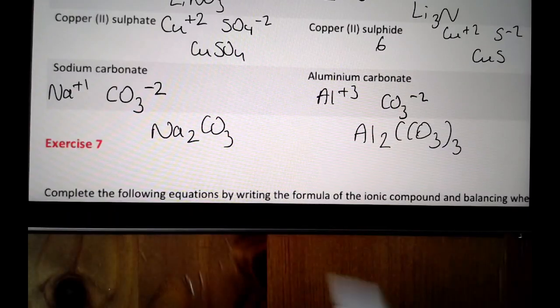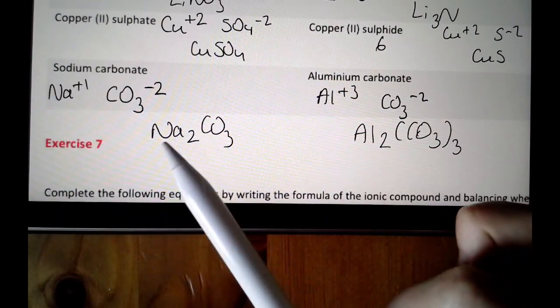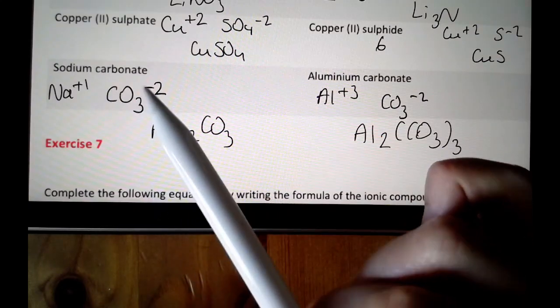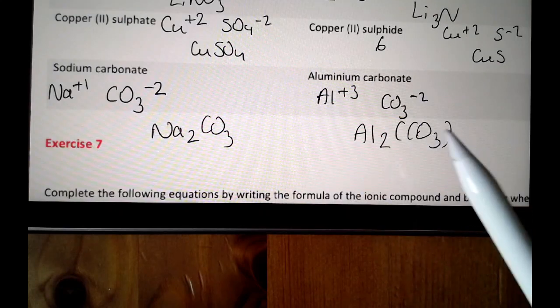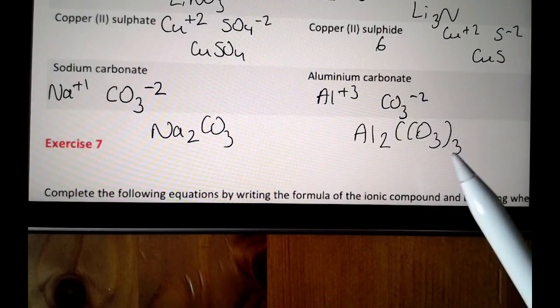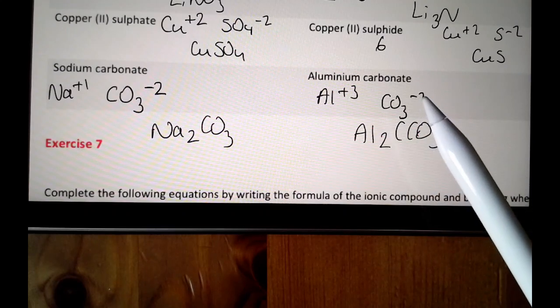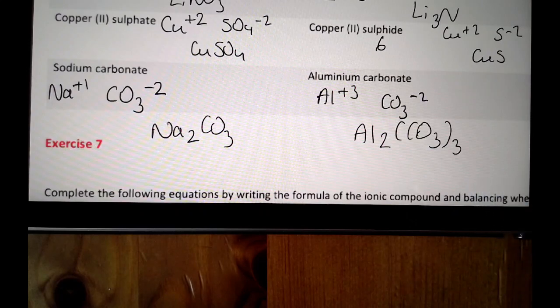All right, so these are your answers. Sodium's in group 1, +1 charge. Cross over my charges, I get Na2CO3. I don't need a bracket here because I don't need to multiply the CO3 by anything. On the other side, I do need a bracket because I need to multiply the CO3 by the 3 from the aluminium. I also need to bring that 2 down from the carbonate next to the aluminium, and I get Al2(CO3)3.